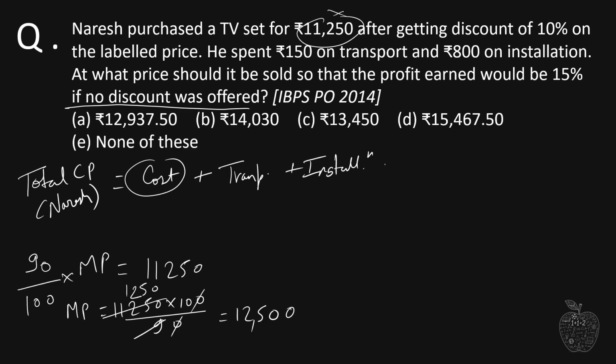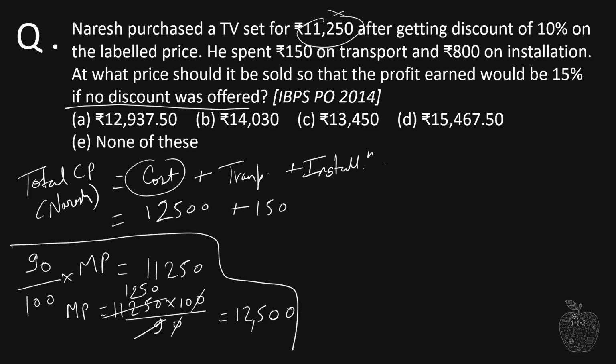Now we put this 12,500 here: 12,500 plus transportation cost, which is 150, plus installation cost, which is 800. And this comes out to be 13,450. Now we have got the total CP.